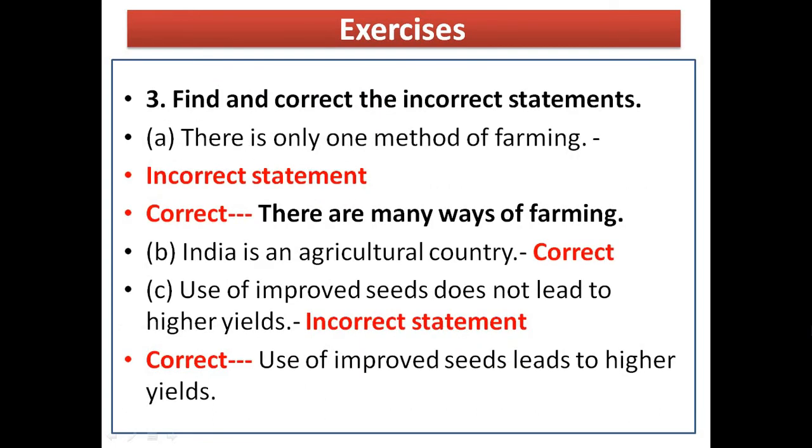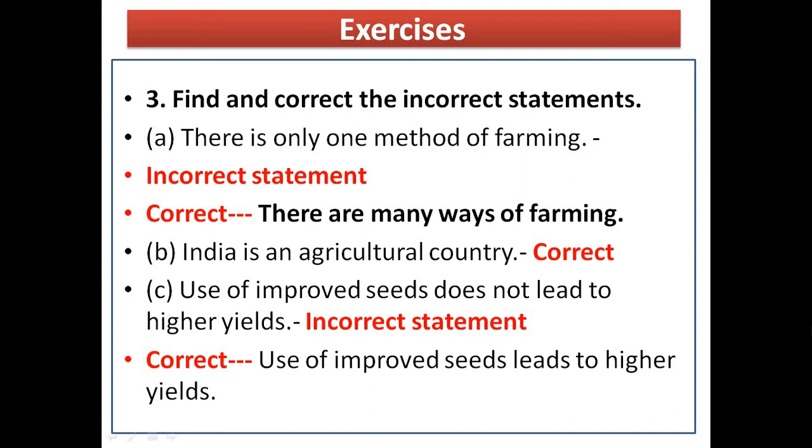Question 3. Find and correct the incorrect statements. Now in this question, you have to write whether the statement is correct or incorrect. And if it is incorrect, write the correct one also. The first one, there is only one method of farming. This statement is incorrect. The correct statement is, there are many ways of farming.